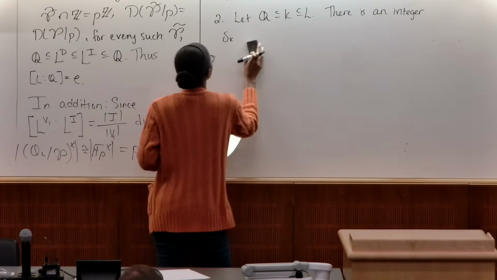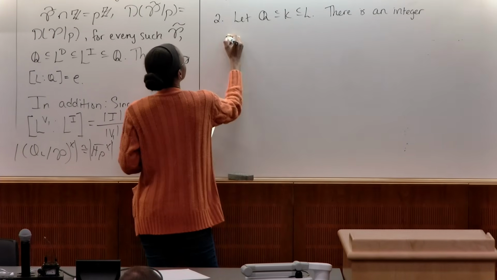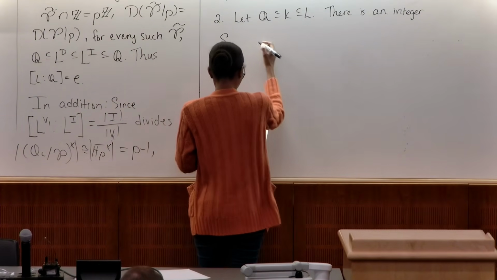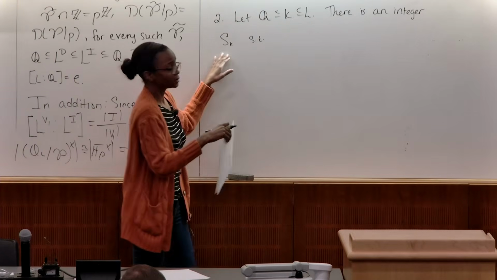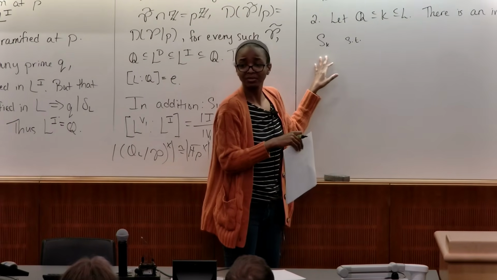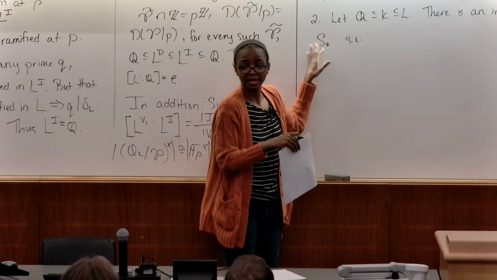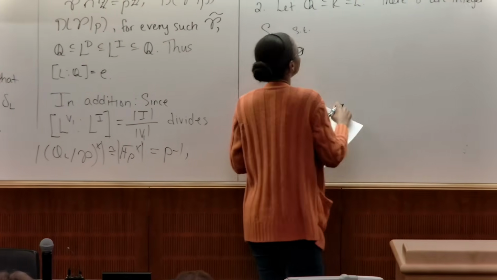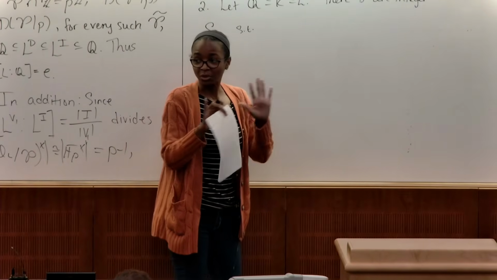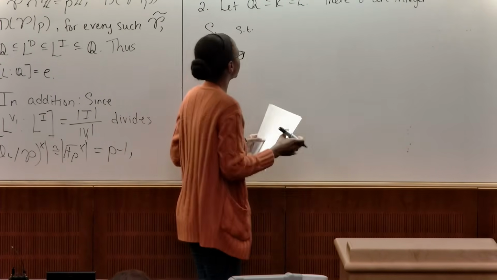Not delta, this should be an S. What I know about this integer, if you really want to know, involves something called the different, and this is the exponent of the different of a particular prime. The different is an ideal. We don't have time to go into what the different is, but it's important.